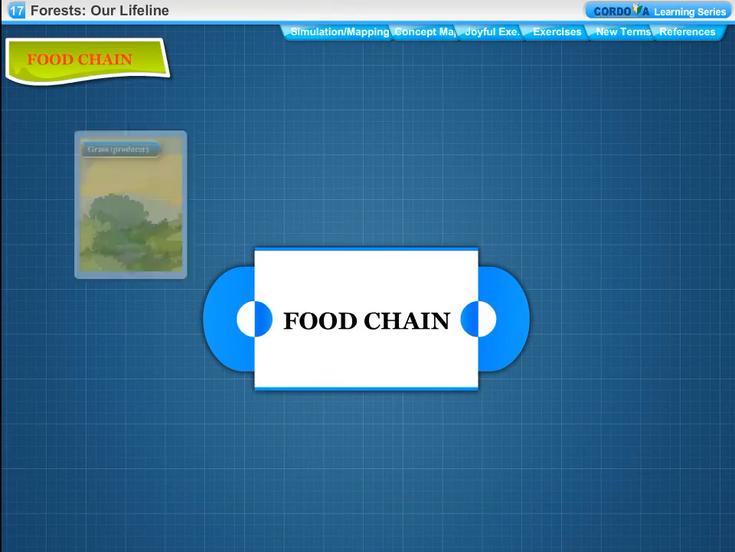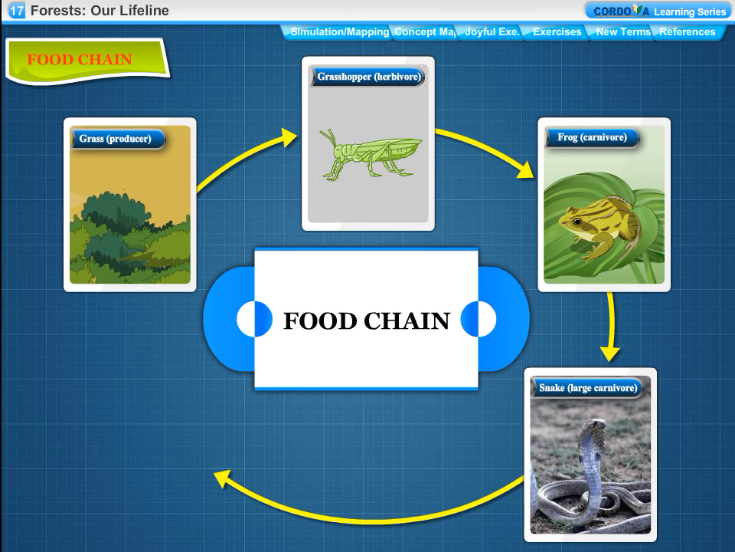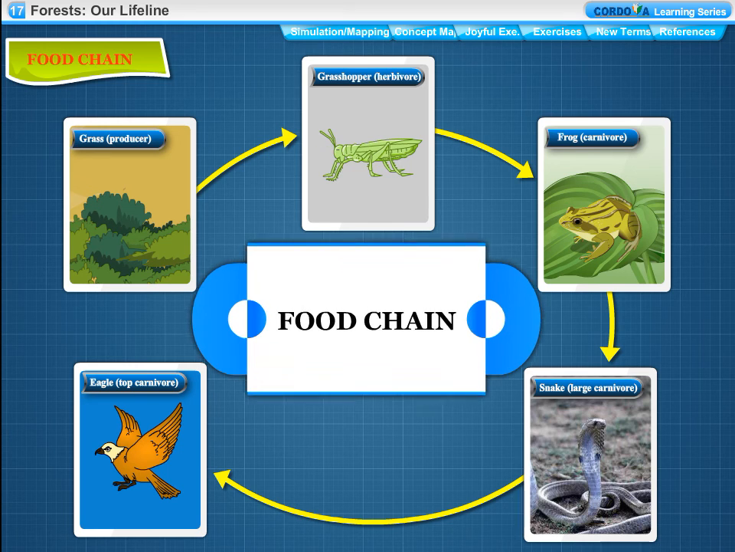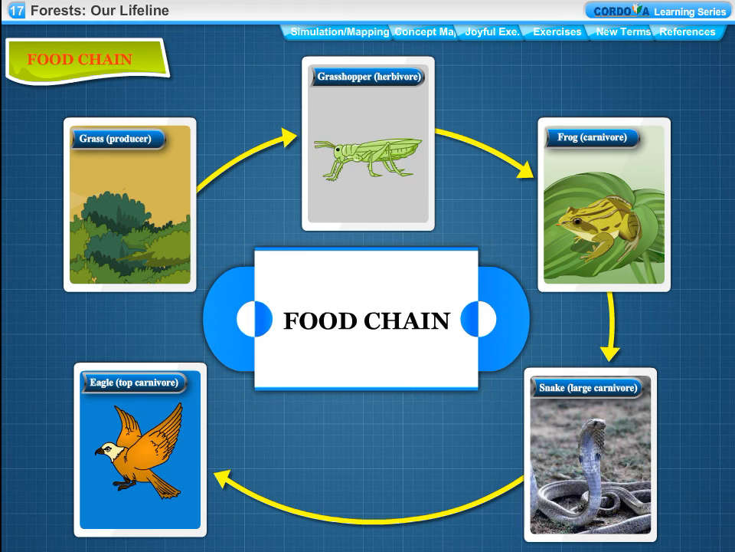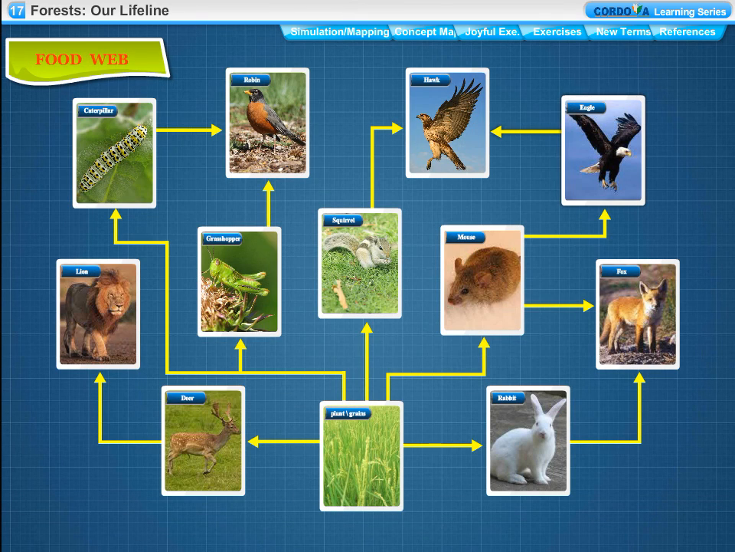Food chain. A series of organisms linked together by the process of eating and being eaten for food is called a food chain. Food web. All food chains are linked. Several food chains of a region interconnect to form a food web. If any one member is affected, the entire food web gets disturbed.